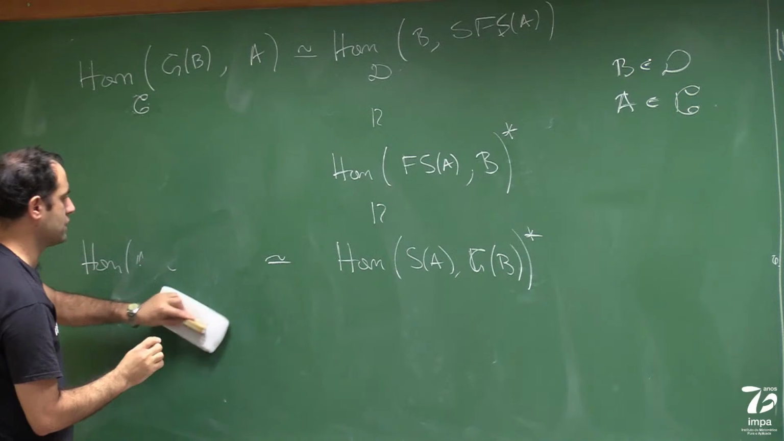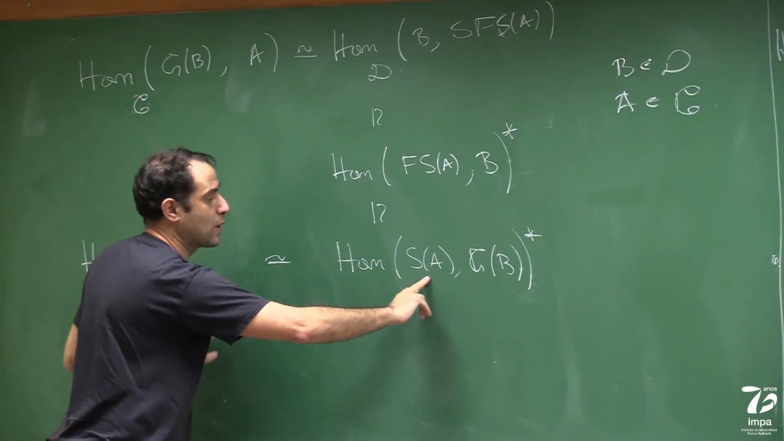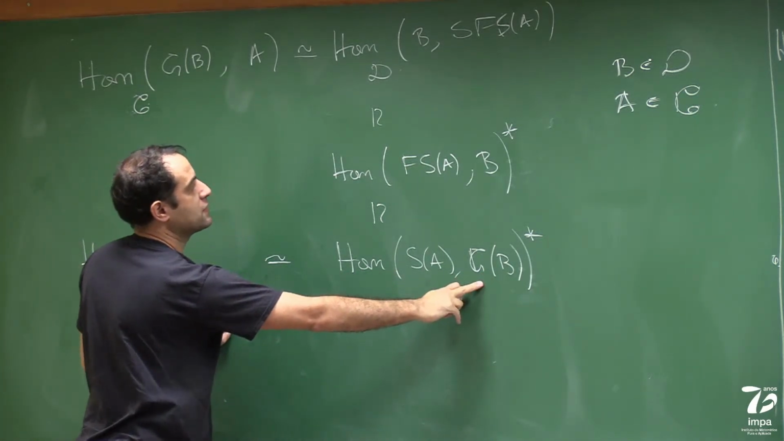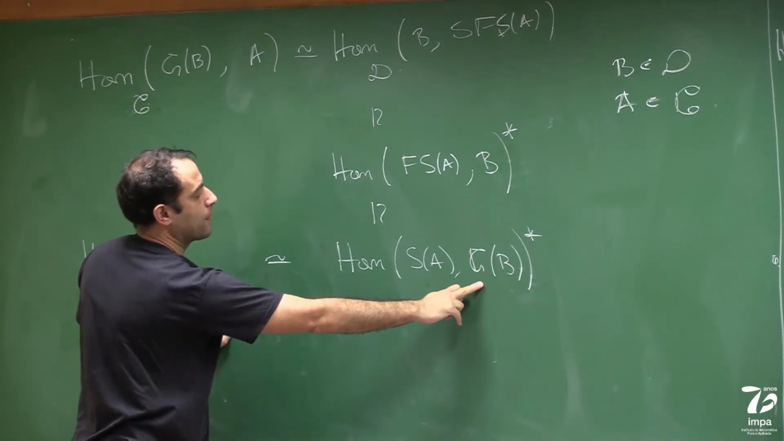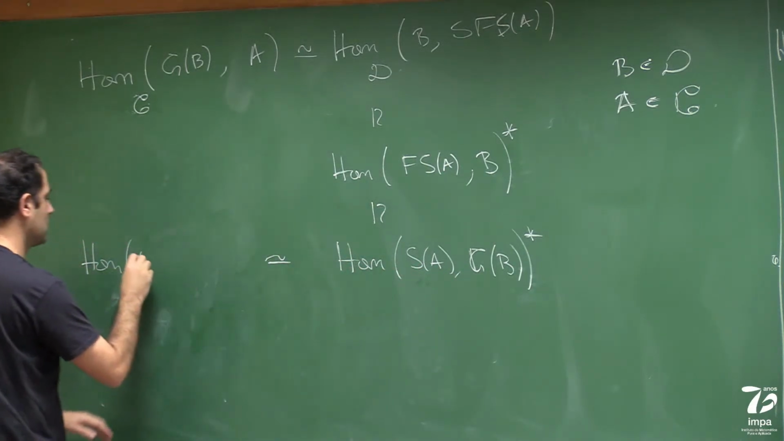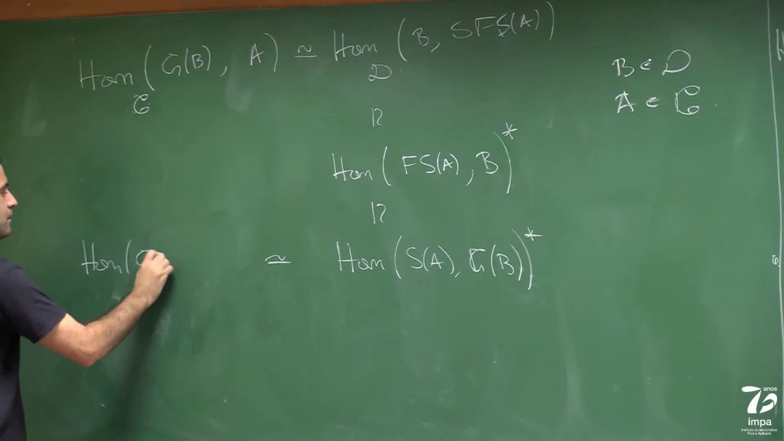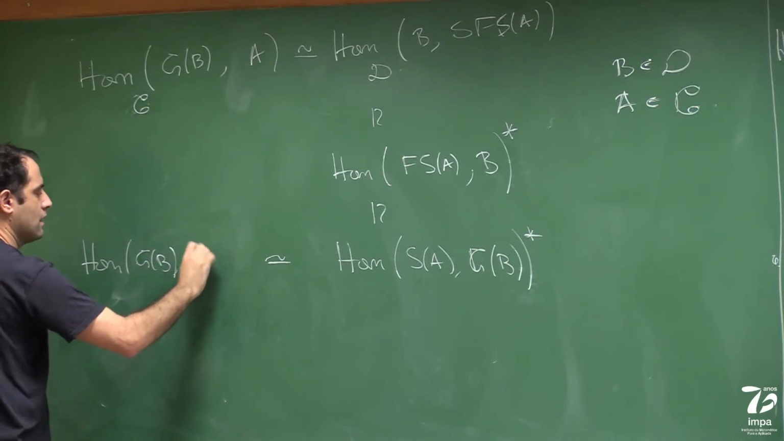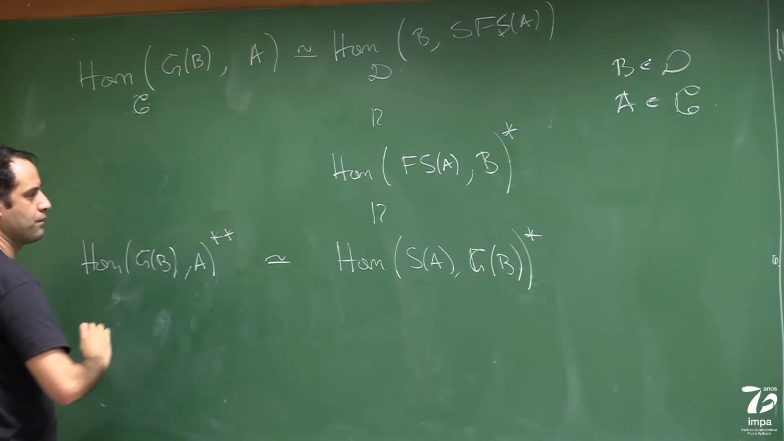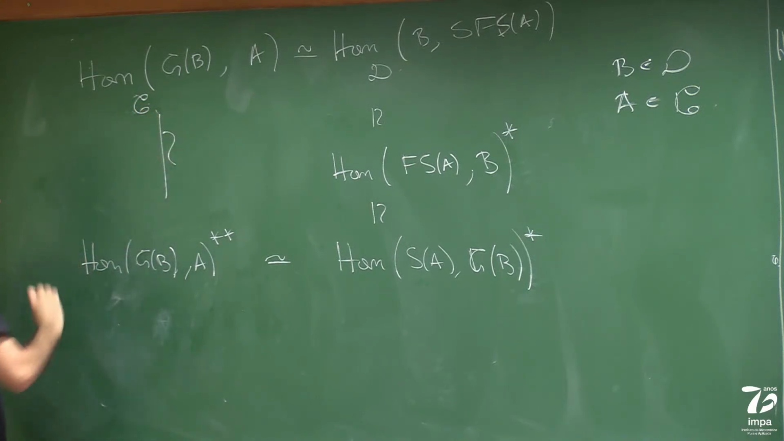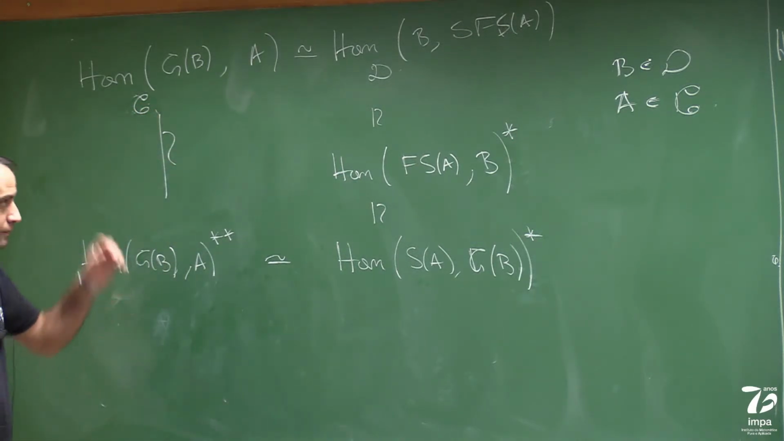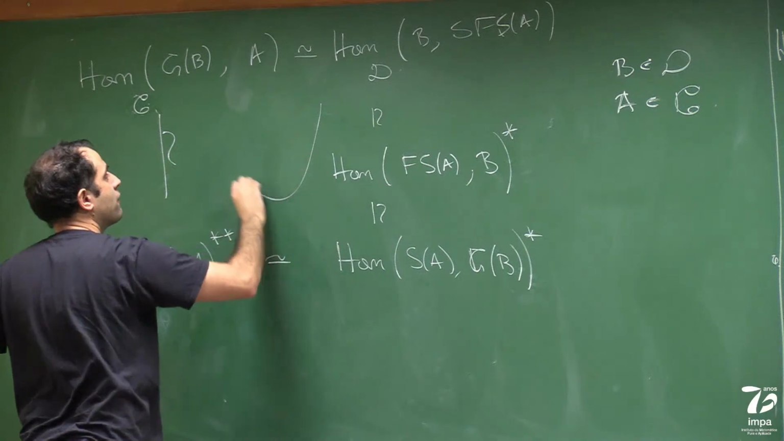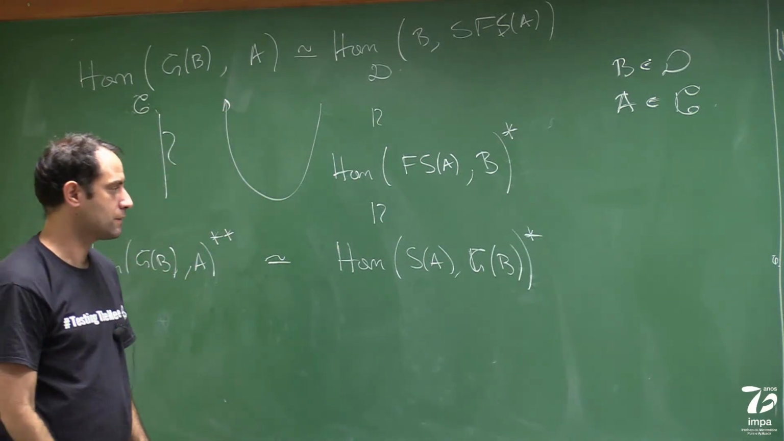Oh, I need to shift this too. So third duality exchanges the order of these two guys and then removes that S. So this is GB, A dual dual. And that's this. So the composition of all these isomorphisms is the adjunction that I want.